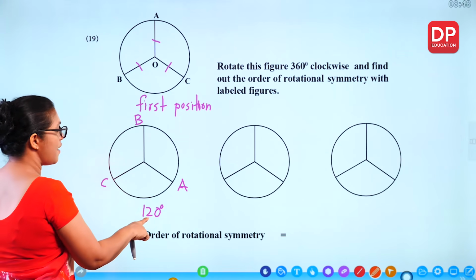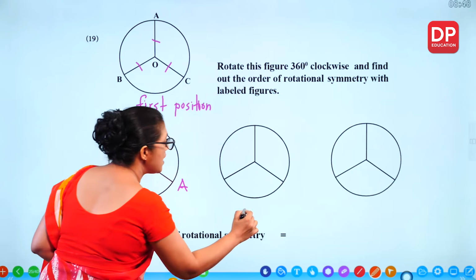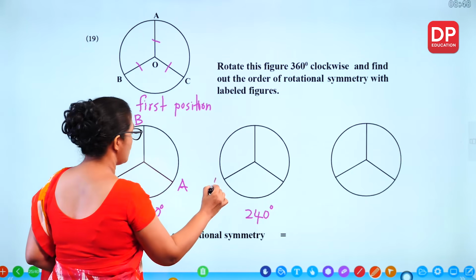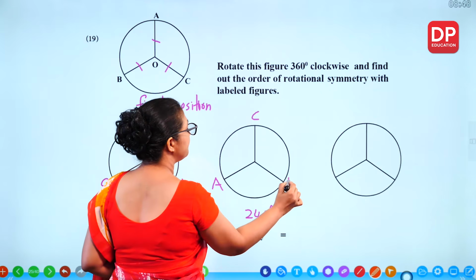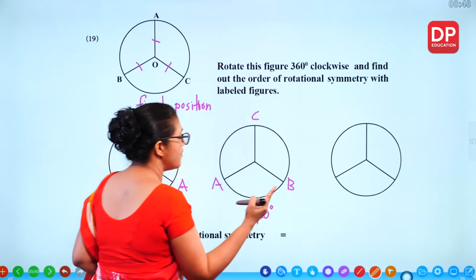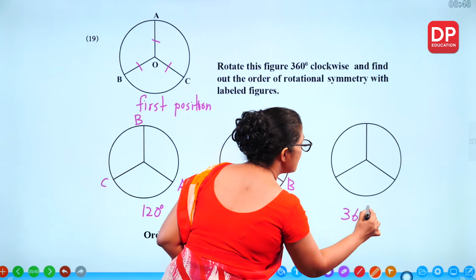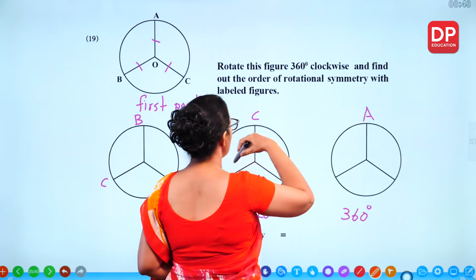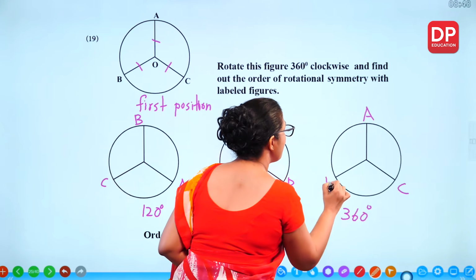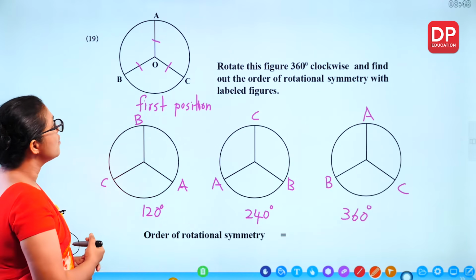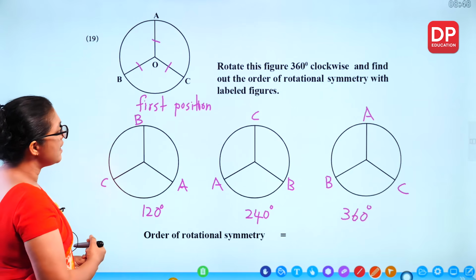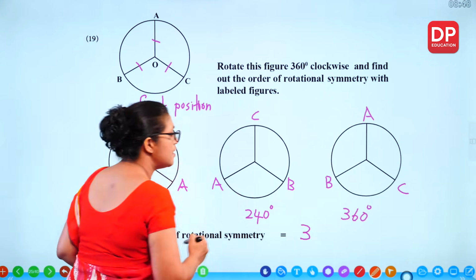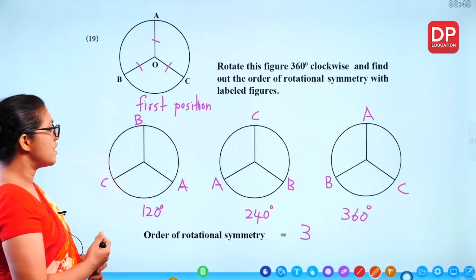With 120 degrees. Another 120, that means 240 degrees, what happens? A comes here. So ACB. And another 120, that's altogether 360 degrees. Again you get the same position, ACB, ACB. So that's how you get the rotational symmetry. What's the order? 1, 2, 3. 3 times you are getting the same figure. So the order of rotational symmetry is 3.